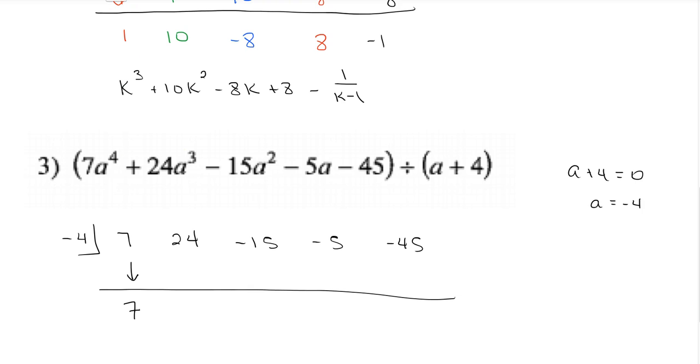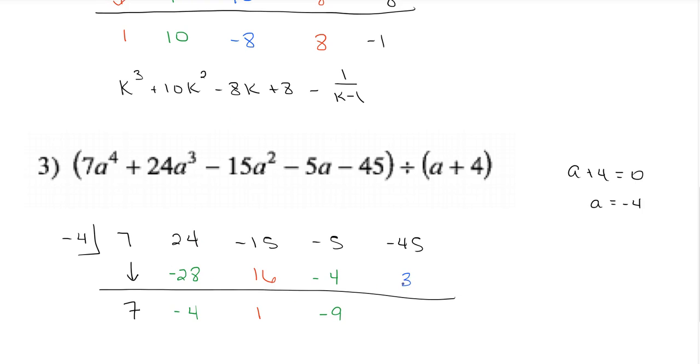Alright, so let's do this. Negative 4 times 7 is negative 28. 24 and negative 28, I get negative 4 and negative 4. Negative 15 and 16. Negative 4 and 1. Negative 9 and negative 4. I'm sorry, negative 5 and negative 4, negative 9, thank you.